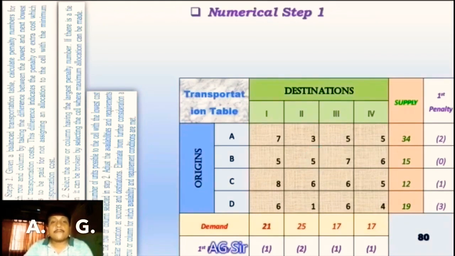What about the third row? In the third row, the penalty is 1. In the fourth row, the penalty is 3. Next, you move to the columns. In the first column, the minimum cost cell is 5 and the next minimum cost cell is 6. The difference between them is 1. So the penalty along the first column or first destination is 1. You put 1 here in the bottom row and you put it in braces. Similarly, you determine the penalty of each and every row and column of your given transportation table.